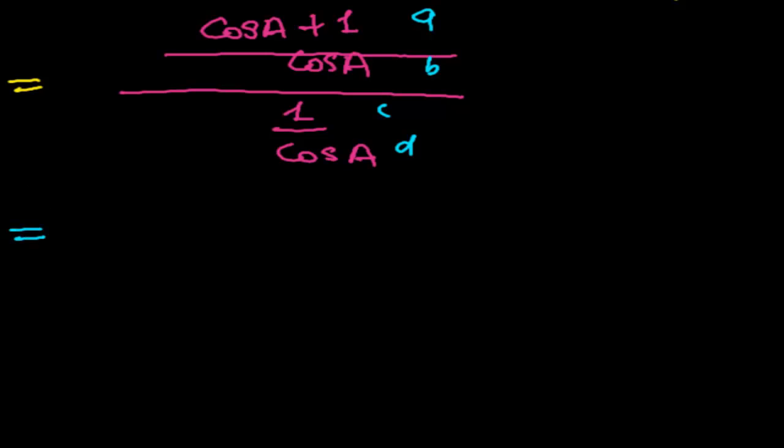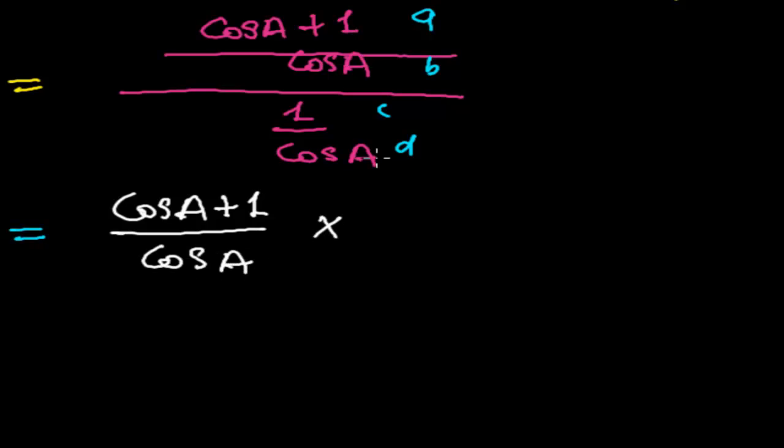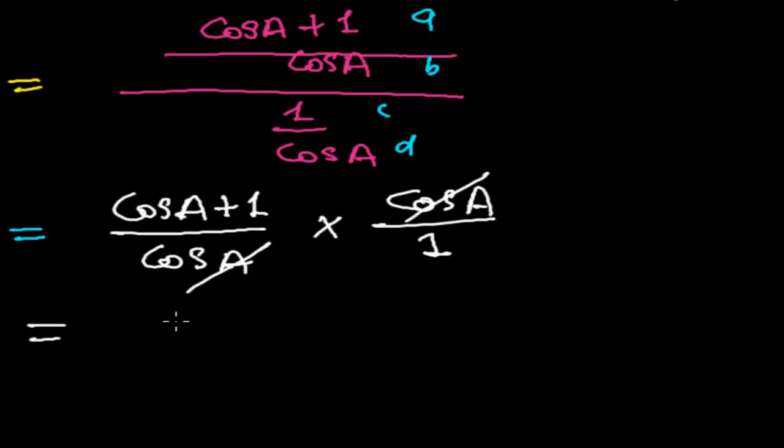So it is now equal to (cos a plus 1) upon b, that is cos a, times d goes upside, cos a divided by 1. So this cos a and this cos a will cancel out, and we get our LHS part as 1 plus cos a. Either you write cos a plus 1 or 1 plus cos a, that's the same thing. This is our LHS part.